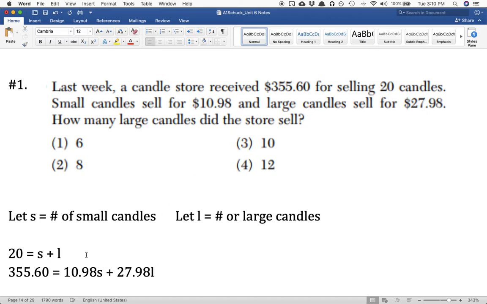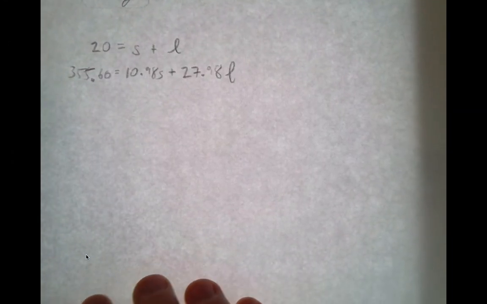So let's do it, right? Let's copy this onto the paper. 20 equals S plus L. And now 355.60 equals 10.98S plus 27.98L. Here's our problem. Let's get to it.